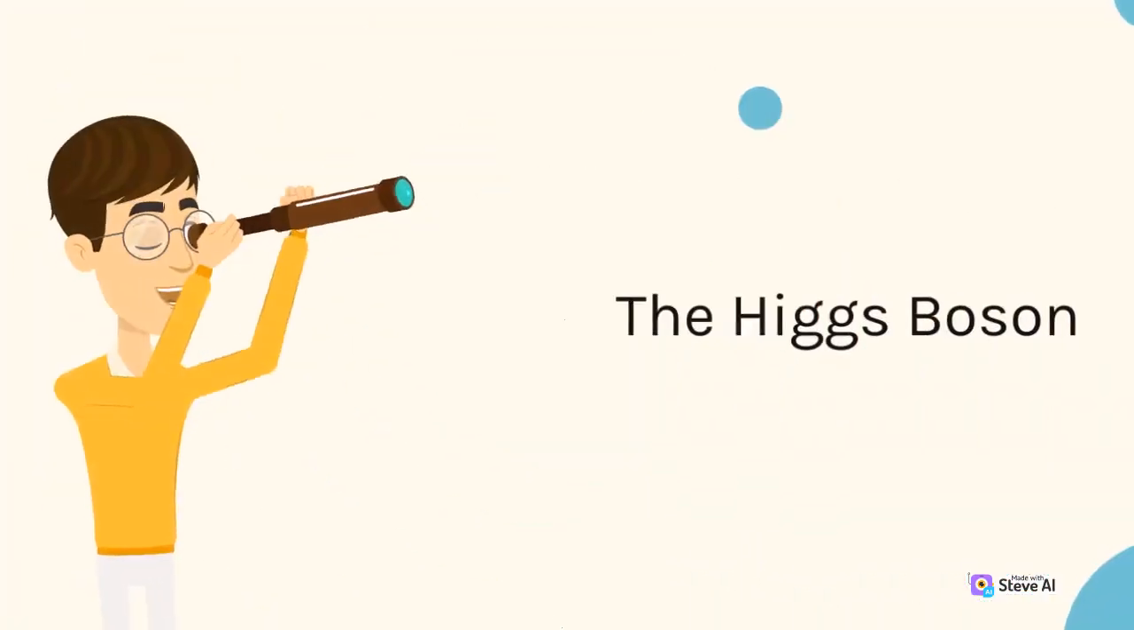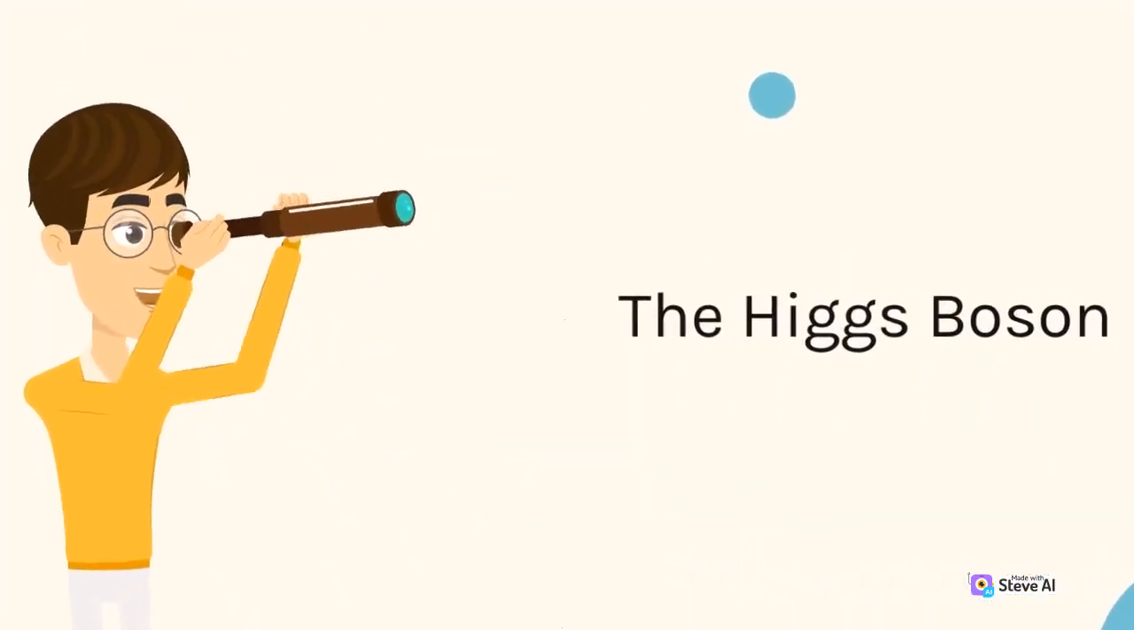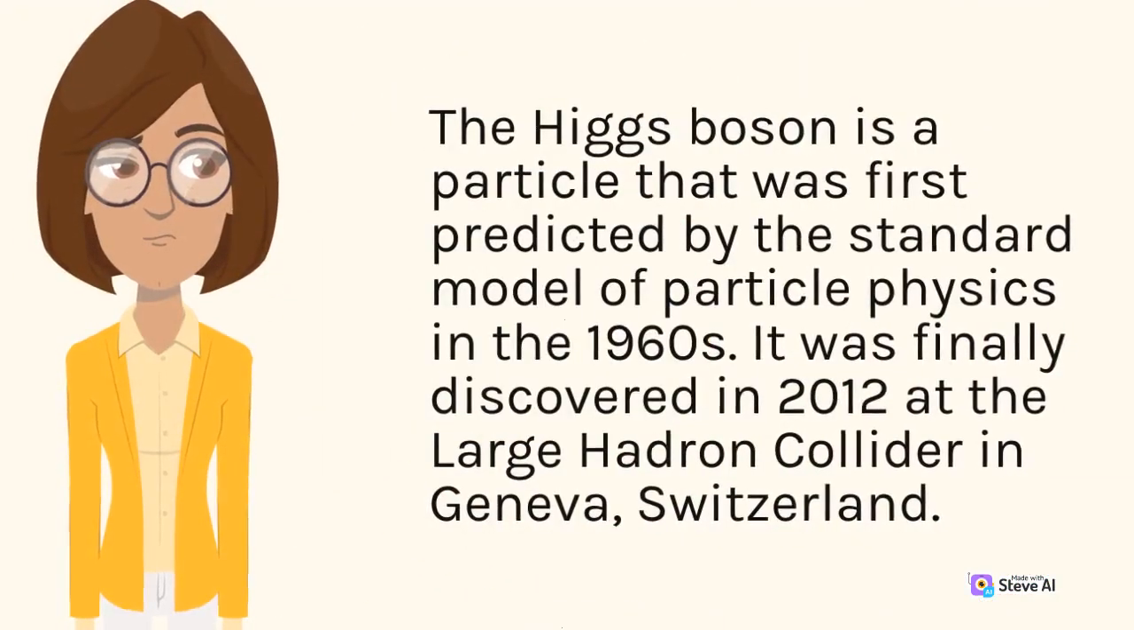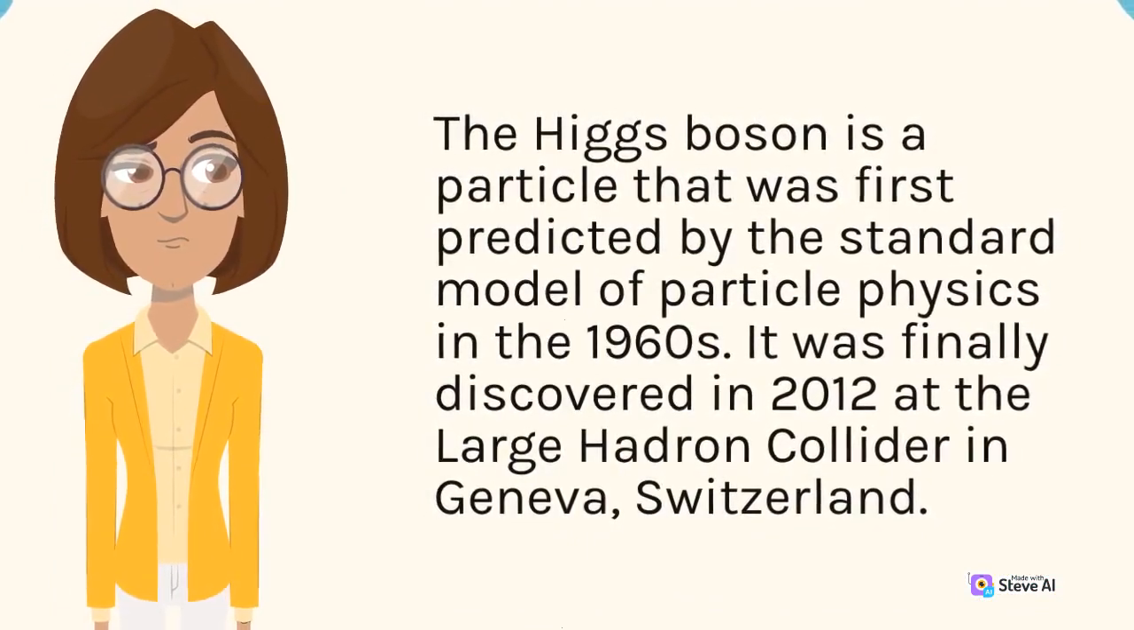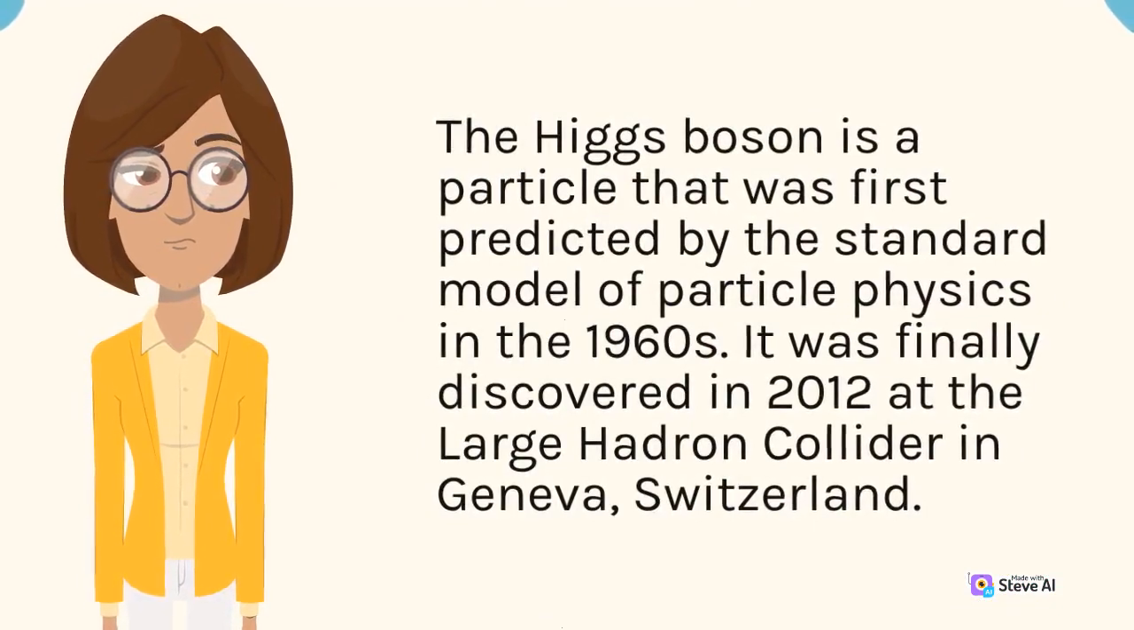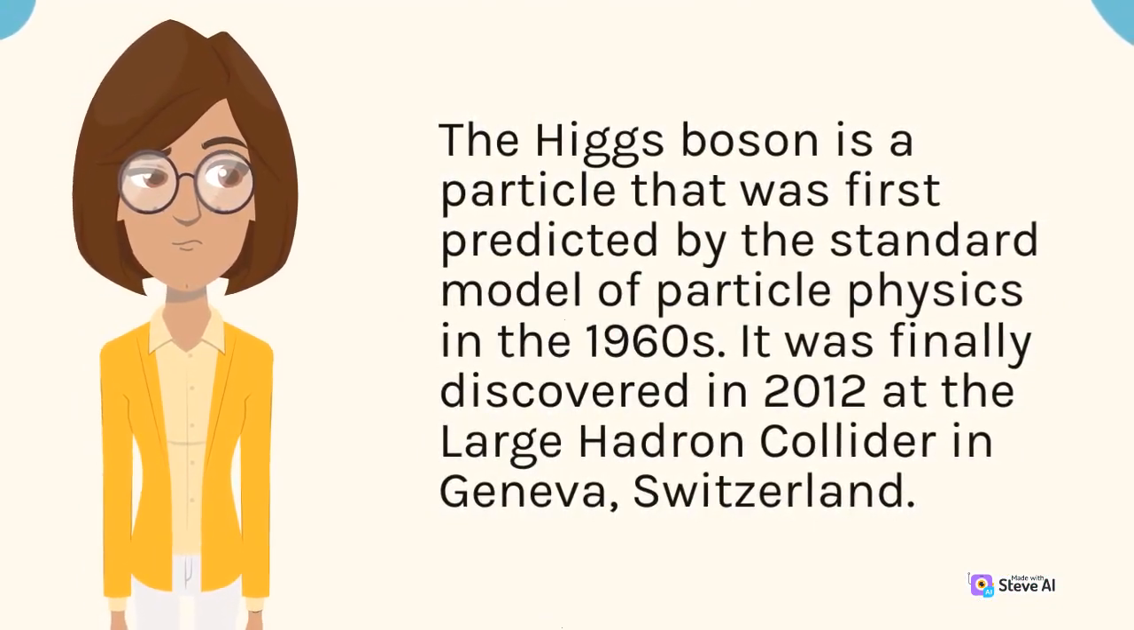The Higgs boson. The Higgs boson is a particle that was first predicted by the Standard Model of Particle Physics in the 1960s. It was finally discovered in 2012 at the Large Hadron Collider in Geneva, Switzerland.